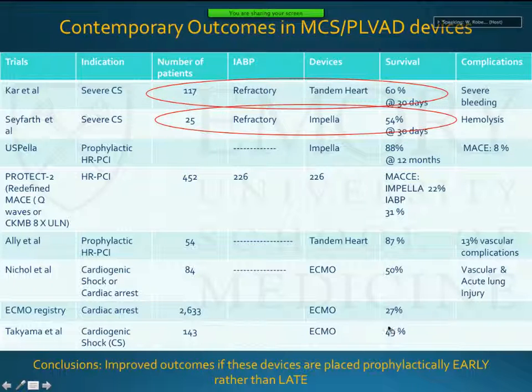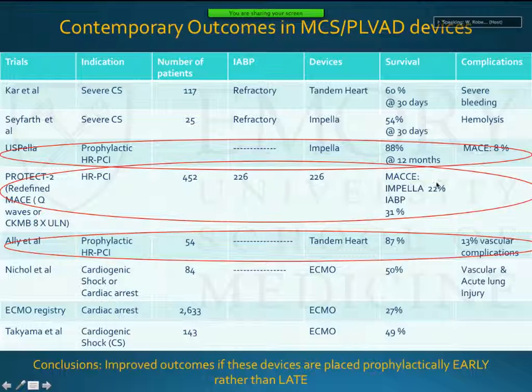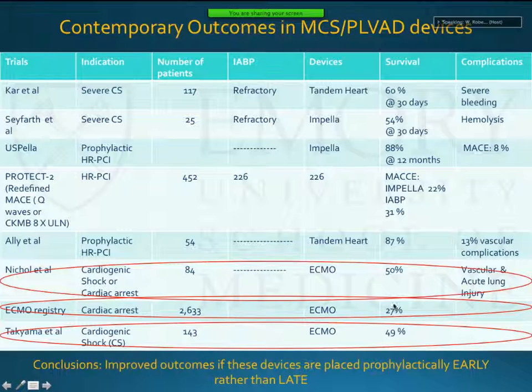And just to illustrate that once again, if you put these devices in after you've used the balloon pump, your survival is not as great. If you put them in prophylactically, you've got great survival rates. And again, going back to cardiogenic shock with cardiac arrest, in this particular group from Japan, with prolonged CPR, look at the survival rates, very dismal. The ECMO registry for cardiac arrest of 2,633 patients, look at the survival rate, very, very low. So you can have improved outcomes if these devices are placed prophylactically, early rather than late.